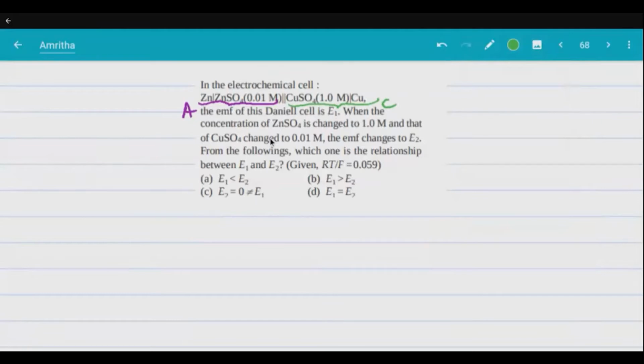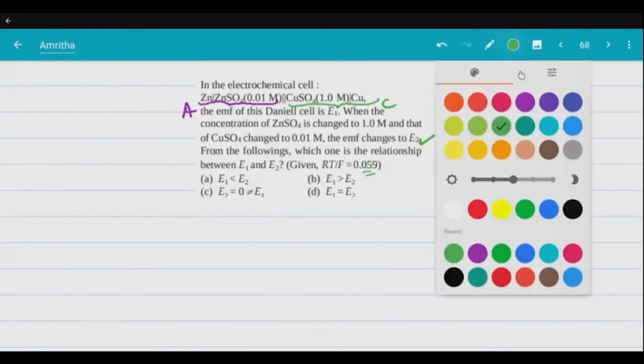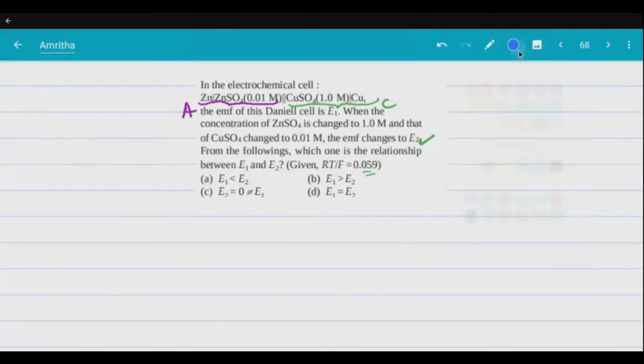EMF of the cell is E1. When the concentration is changed to 1 molar, and that of copper sulfate changed to 0.01 molar, EMF changed to E2. E1, E2 we have to compare. So what is E1? This is not standard condition, right? Sir, what is standard? Standard conditions in electrochemistry is 1 molar concentration, 1 atm pressure. If it is a gas, we must take 1 atm pressure. If it is a solution, we must take concentration.